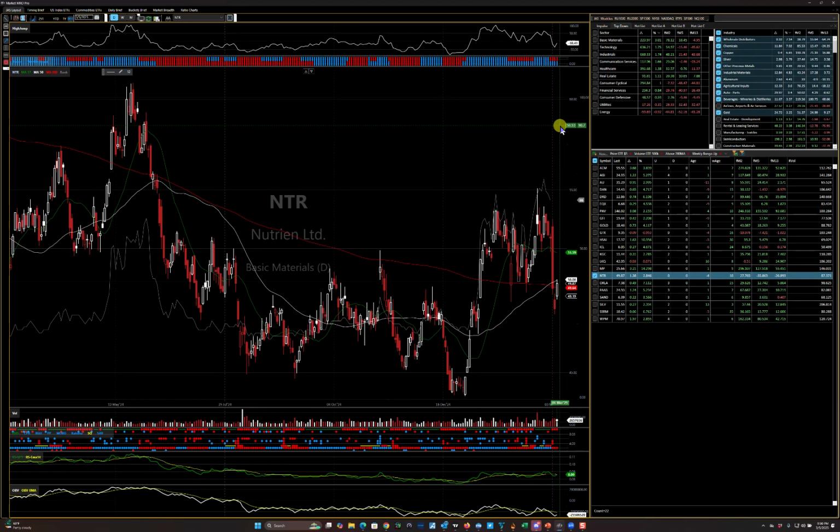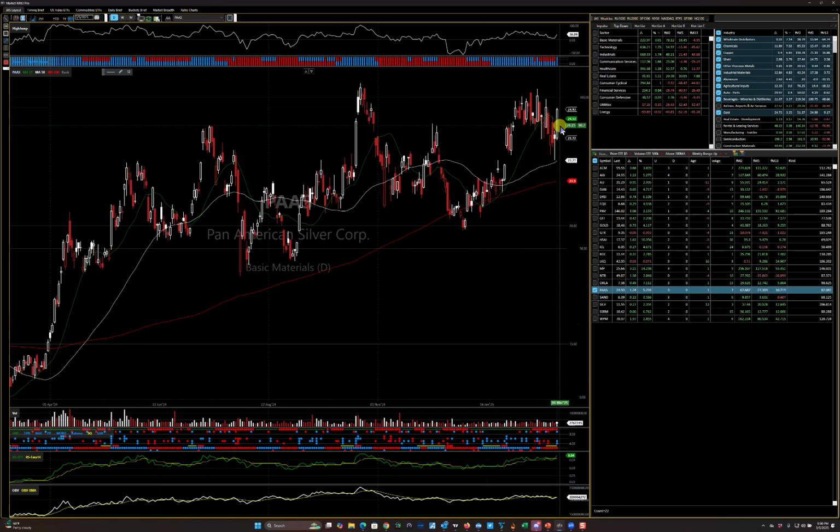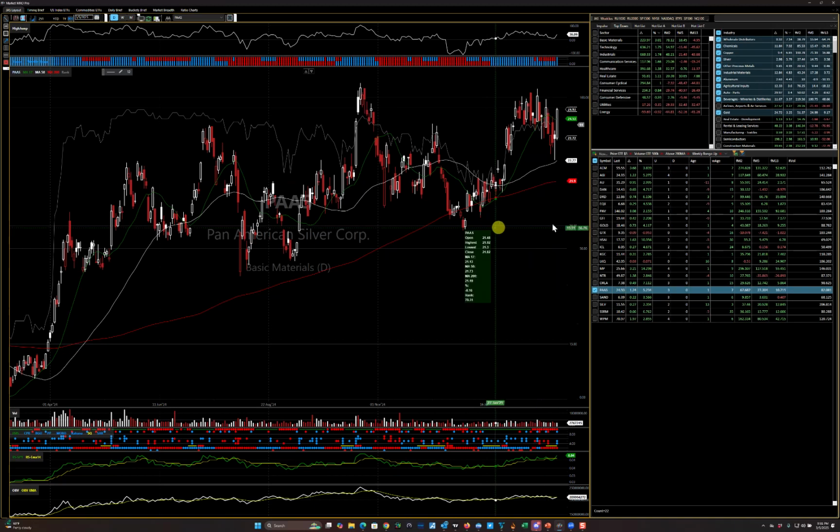I'm not ranking these by anything except alphabetical. Orla Mining. I've got a silver stock. So you get the hint. I can scan for the things that I like, and if I get a small enough list, I can just go one at a time.